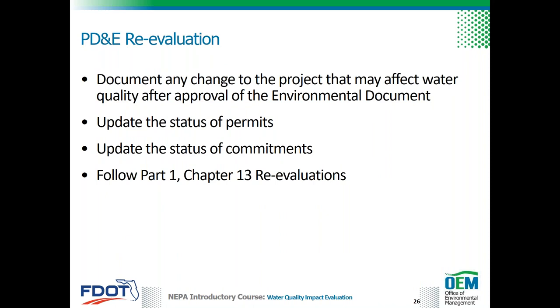If there are design changes in the project after the environmental document has been approved, a reevaluation will be necessary. A reevaluation is also required to advance the project to the next phase, such as right-of-way or construction. Document any changes that may affect water quality, including updating the status of permits and commitments. The PD&E Manual Part 1, Chapter 13 provides additional guidance on the reevaluation process.